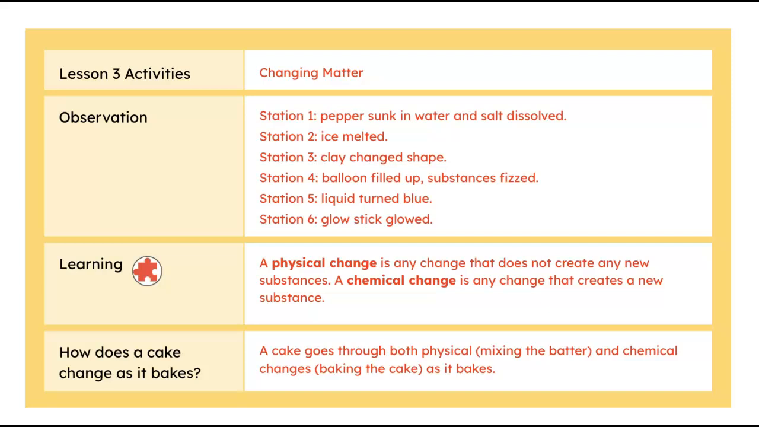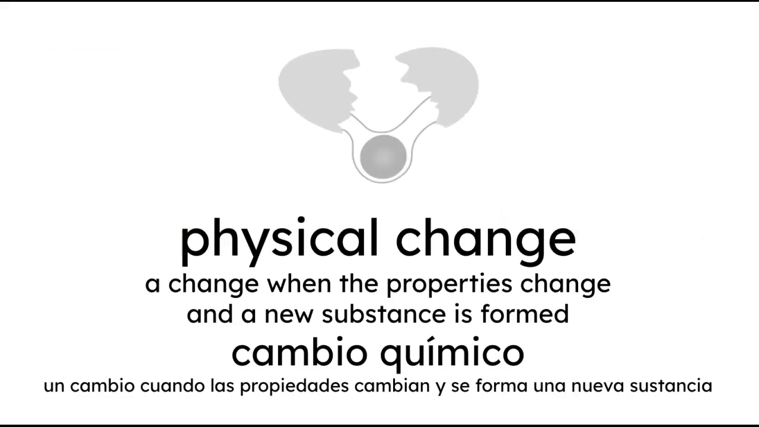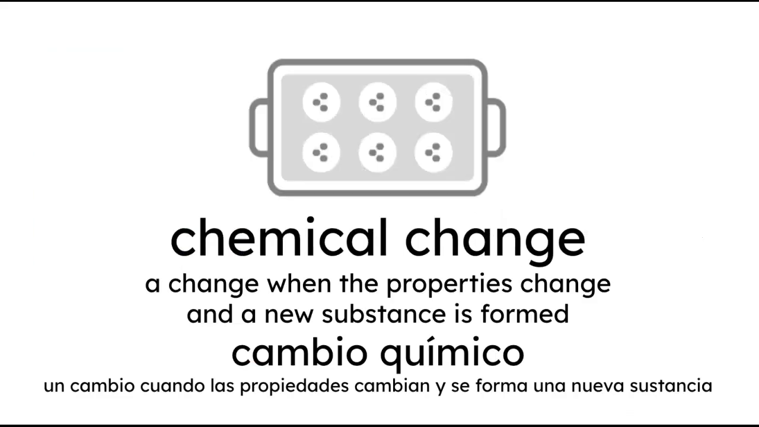You will use the discussion to create the Lesson 3 summary chart. From the discussion, students should understand that a cake goes through both physical changes, like mixing the batter, and chemical changes, like baking. They'll continue the discussion in the Elaborate portion. During the discussion, you'll have students read My Size, Physical and Chemical Changes reading. You'll then post and discuss the physical change and chemical change vocabulary cards.